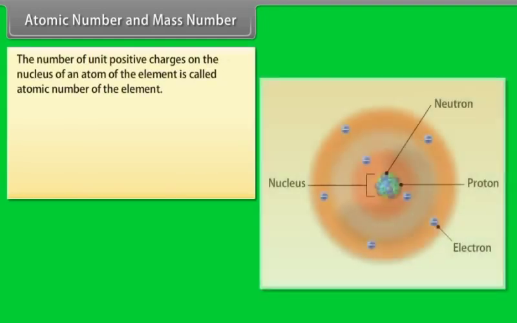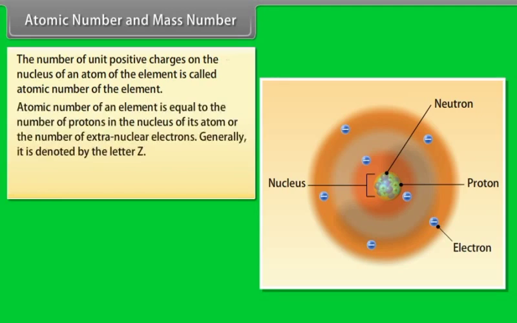Atomic number and mass number. The number of unit positive charges on the nucleus of an atom of the element is called the atomic number of the element. Atomic number of an element is equal to the number of protons in the nucleus of its atom or the number of extranuclear electrons. Generally, it is denoted by the letter Z. Atomic number Z is equal to number of protons is equal to number of electrons.